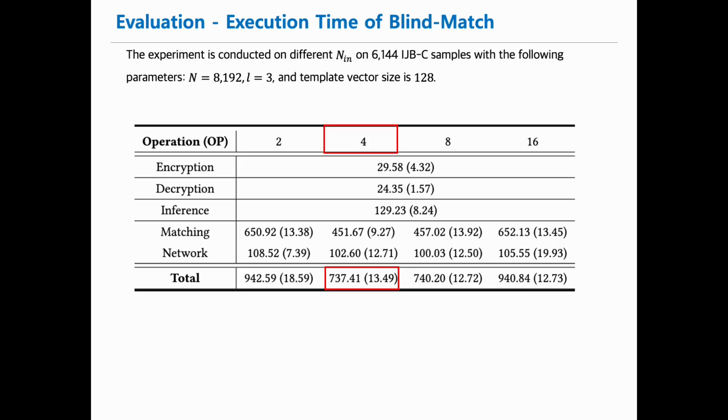We conducted the experiment on 6,144 IJBC samples with the following parameters. Ring degree n is equal to 8,192 and l is 3, and template vector size is equal to 128. L is equal to 3, and our experiment shows that the total matching time is smallest when the n in is equal to 4.